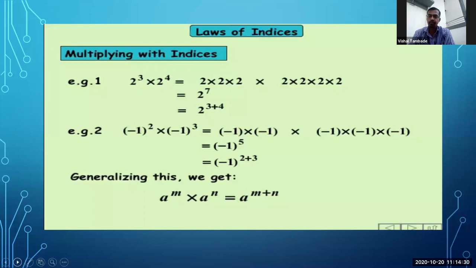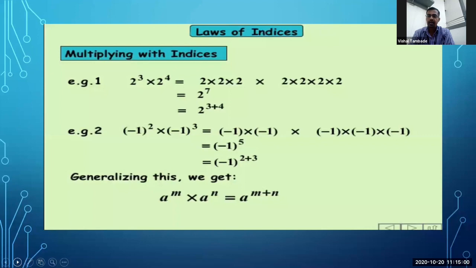Now another example, minus 1 raised to the power 2 multiplied by minus 1 raised to the power 3. Okay, here power is 2. You have to multiply minus 1 two times. Minus 1 multiply minus 1. Then minus 1 raised to the power 3. Here you have to multiply 3 times. Minus 1 multiply minus 1 multiply minus 1. Okay, count minus 1. How many times does it occur? It occurs 5 times. Means here our base is minus 1. Now our power is 5 because minus 1 occurs 5 times.